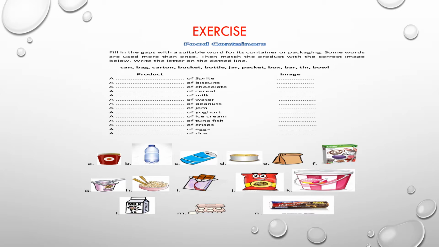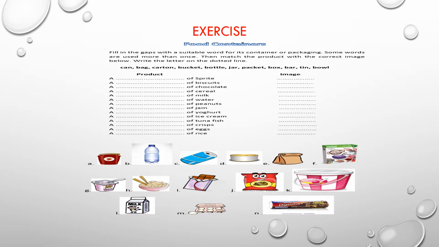Now they have finished the speaking part. The teacher is going to provide the students an exercise. They need to fill in the gaps with a suitable word for each container or packaging. Some words are used more than once. Then match the product with the correct image below. Write a letter on the dotted line. The words and the food containers are can, bag, carton, bucket, bottle, jar, packet, box, bar, tin, bowl.